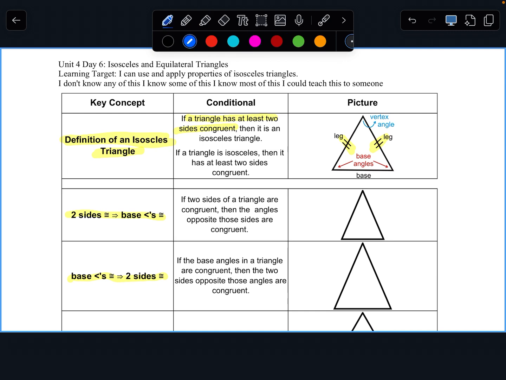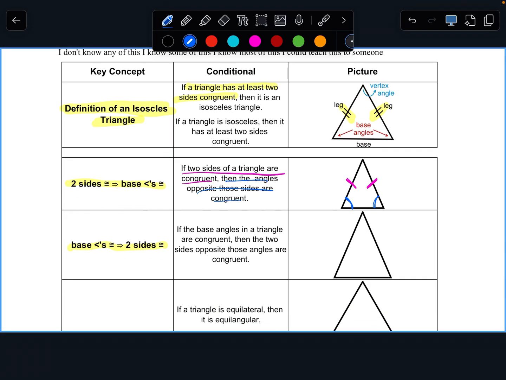But I think you already know kind of this stuff because, like, if you knew these two sides were the same, then the base angles are the same. These are the same. I think you knew that, did you? For an isosceles triangle, maybe? No. Well, now you do. There you go.